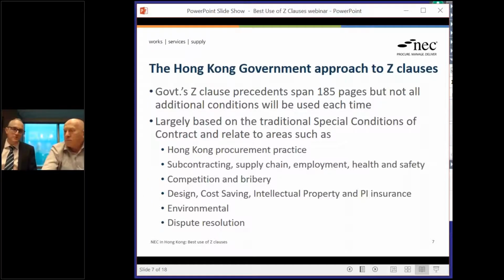It's not quite right, in the sense that a lot of the core ethos of NEC is unaffected by the bulk of these provisions, because a lot of it does deal with that sort of stuff we were talking about before. It's the pages about competition and bribery, and about procurement practice and health and safety and so on, which doesn't stop NEC being the forward-looking, incentive-driven contract that it is. Those types of things don't.